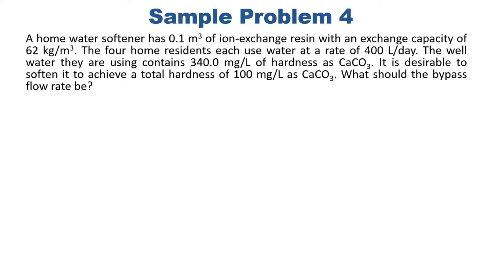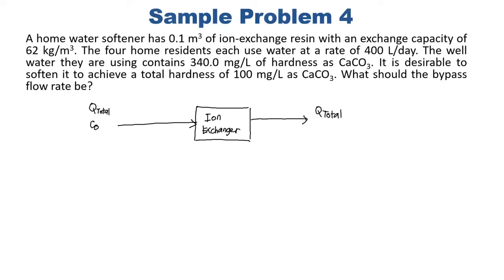Okay, let's solve. The first thing we're going to do is draw an illustration. Say we have here an ion exchanger. So the mass in, or the flow rate in, we have here the total volumetric flow rate, then the initial concentration, and the mass out here, the total volumetric flow rate and the desired concentration.